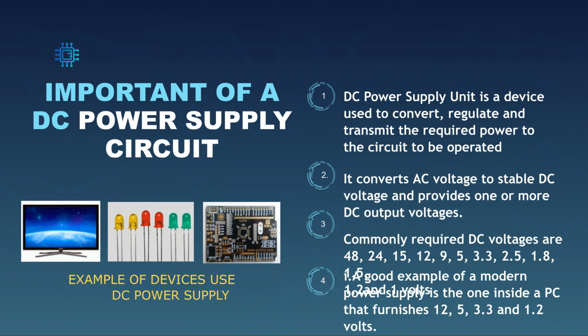A DC power supply unit converts, regulates, and transmits power, transforming AC into stable DC voltages such as 5 volts, 12 volts, or 48 volts. A PC's internal power supply is a great example, providing multiple DC voltages.